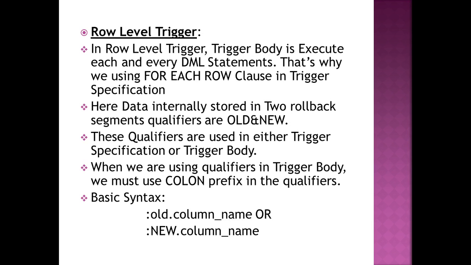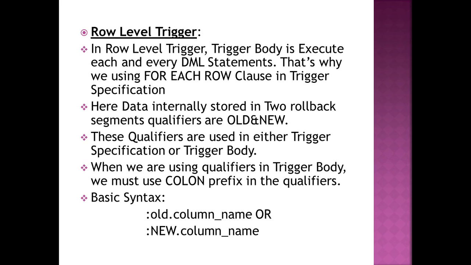If you use FOR EACH ROW, then it becomes a row level trigger. If you do not write the FOR EACH ROW clause, then it becomes a statement level trigger. This is the main thing here, friends. Please remember this. Whenever you use the FOR EACH ROW clause in the trigger specification, it becomes a row level trigger. Whenever you do not write the FOR EACH ROW clause, it becomes a statement level trigger.